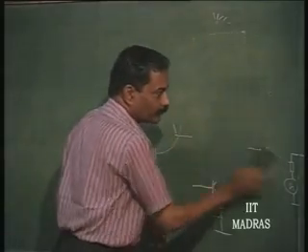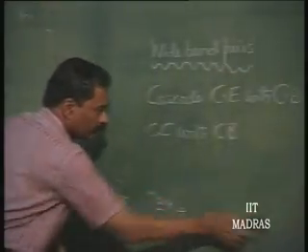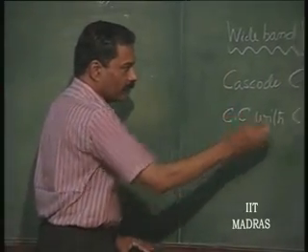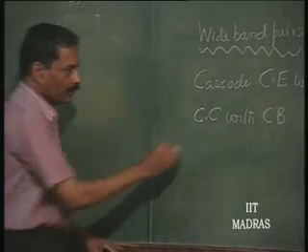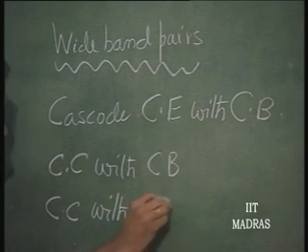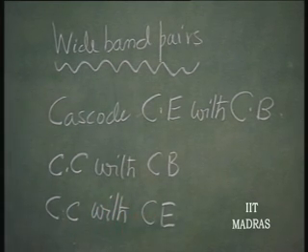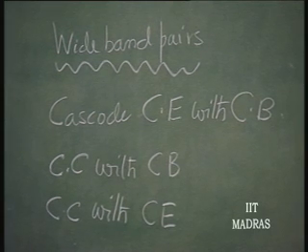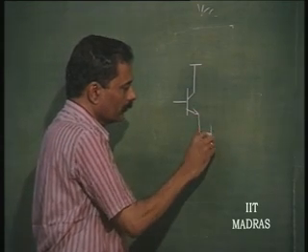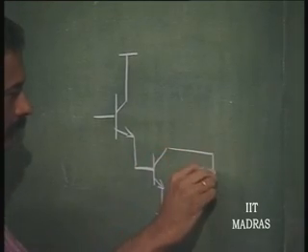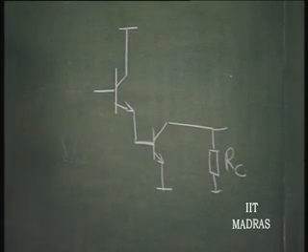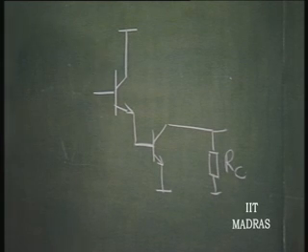Next structure, common collector with common base, okay. Common collector with common emitter. Let us see this. What is the logic behind this?